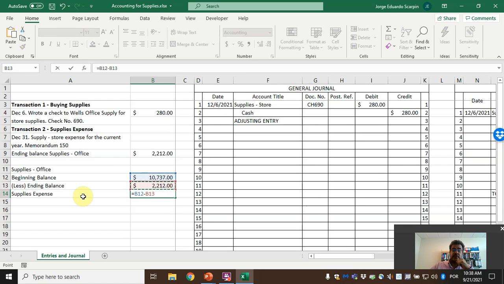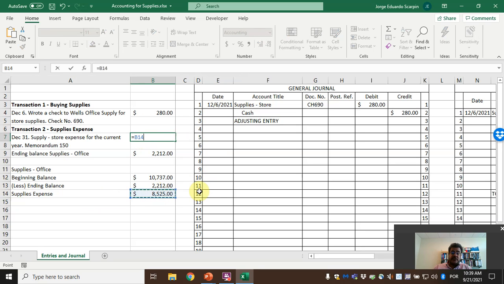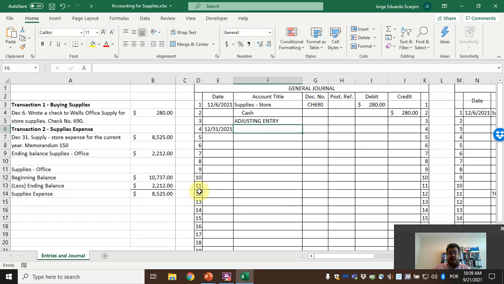10,000 less 2,000, 8,525. Wow, kind of weird. Not that much. Let's consider supplies here in units. Beginning balance is 10. If our ending balance is 2, we used 8. 8 are out of our supply. So this is our supplies expense, 8,525. So this is an adjusting entry at the end of our fiscal year, usually December 31st.